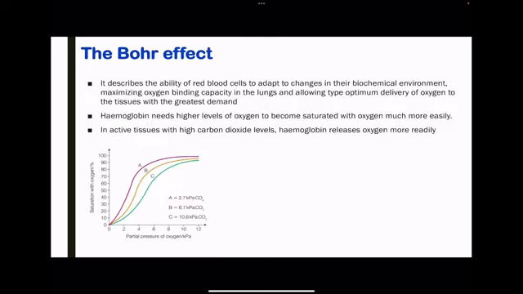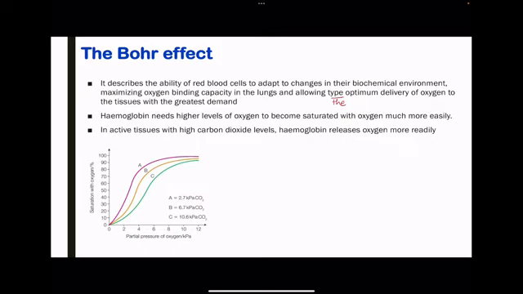Moving on to the Bohr effect, this is there to describe the ability of red blood cells to adapt to changes in their biochemical environment. They do this by maximizing the oxygen binding capacity. In the lungs, I would say this should be the optimum delivery of oxygen to the tissues when there is greater demand. Hemoglobin as a molecule needs high levels of oxygen to become saturated with oxygen.